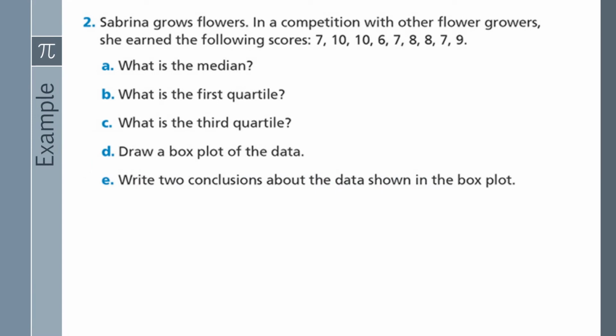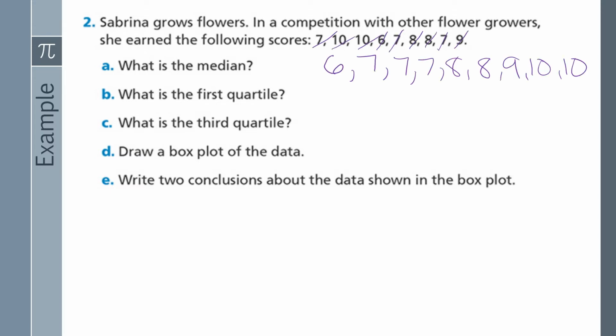Sabrina grows flowers. In a competition with other flower growers, she earned the following scores: 7, 10, 10, 6, 7, 8, 8, 7, 9. So the questions are saying, what is the median? What is the first quartile? What's the third quartile? Draw a box plot and then write 2 conclusions about the data shown in the box. So first we have to put these numbers in order from least to greatest.